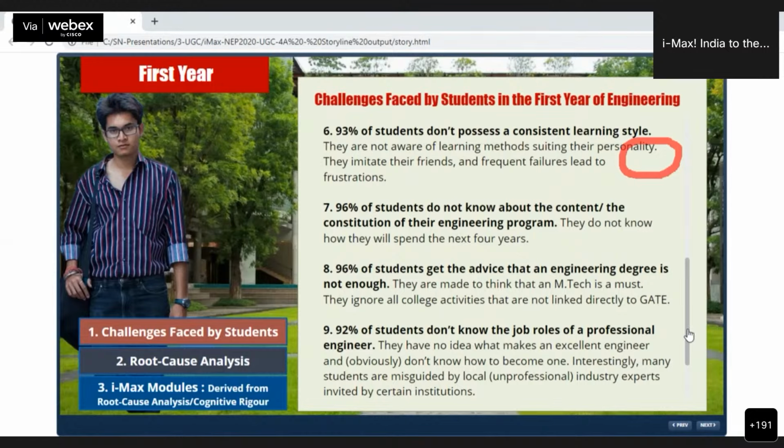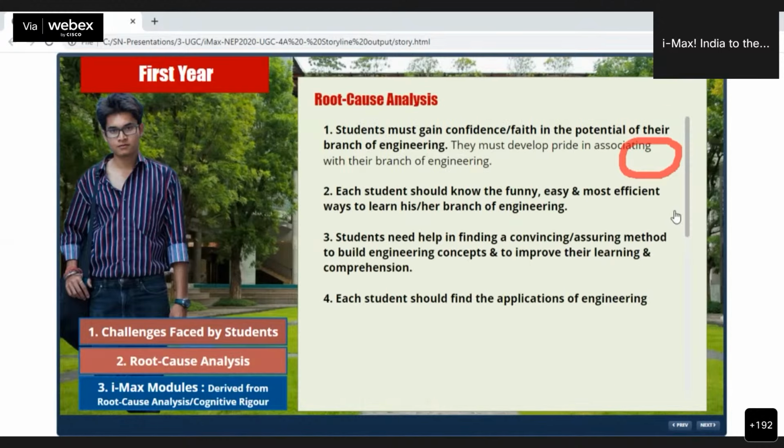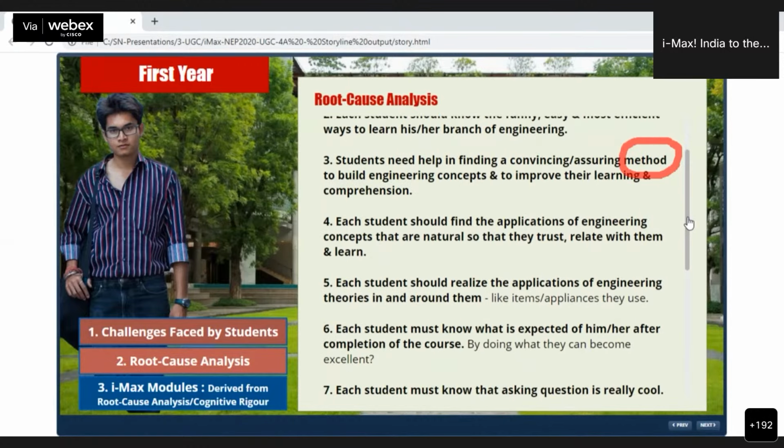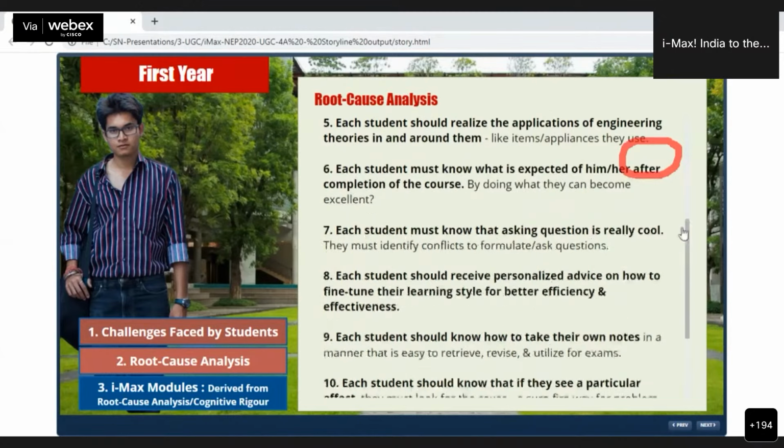These are all the first year issues in engineering, but when you go to arts and science colleges, we will get almost similar responses from there. But in this presentation, what I am showing you is mainly from the first year of engineering. We have got a root cause analysis, meaning why is such a thing happening, and then we have found some solutions for this.